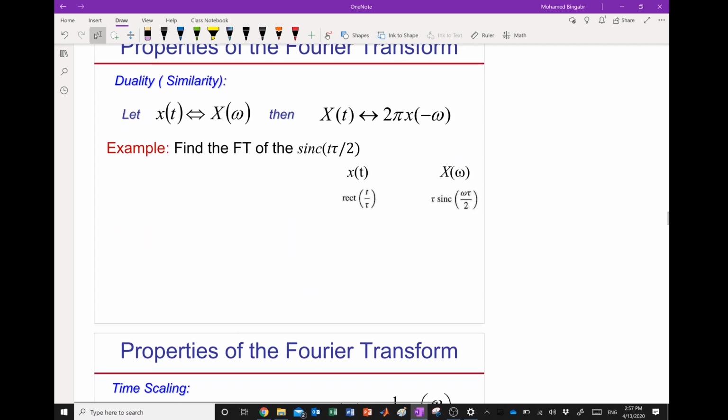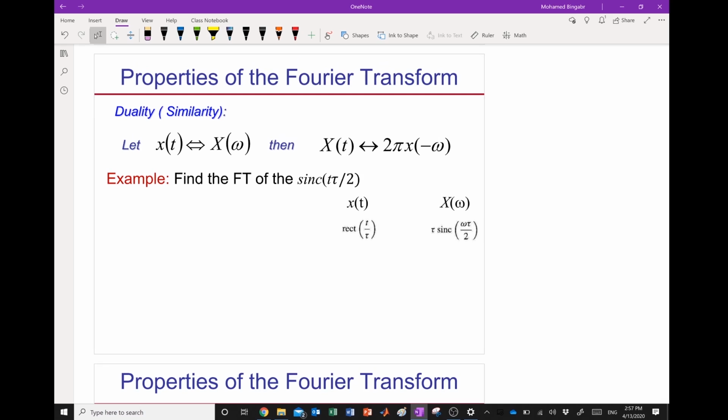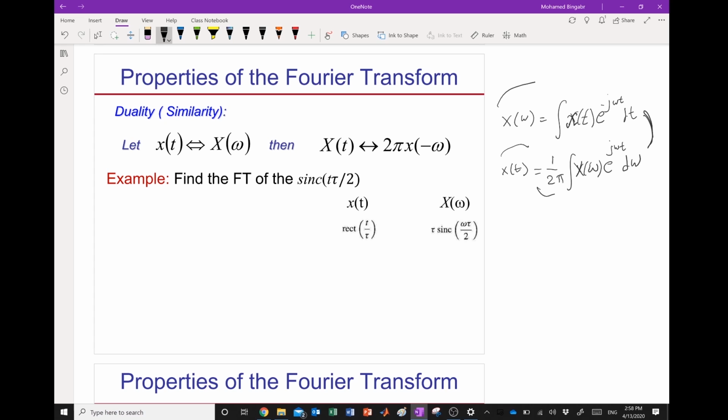Now the duality is just from the definition. The Fourier transform of a signal x of t is defined by this. The signal in the time domain, you can find it from its Fourier transform by carrying out this integration. So this is the Fourier transform, this is the inverse Fourier transform. If you replace t by omega, and here minus omega plus j omega, and this is a factor, these two integrations look very similar. So the duality says the following.